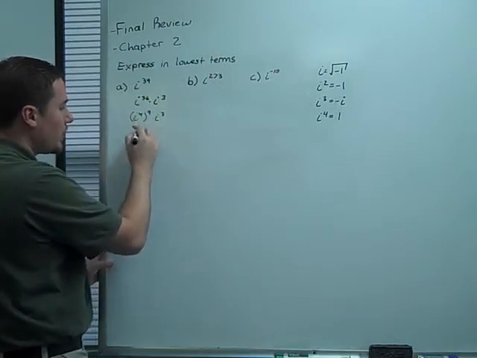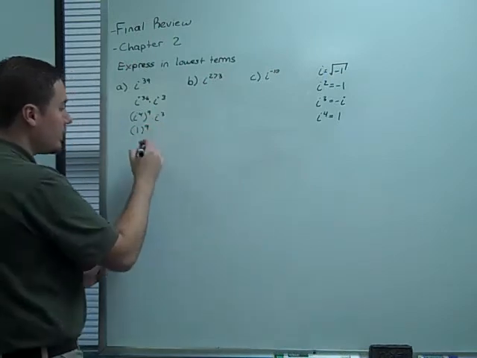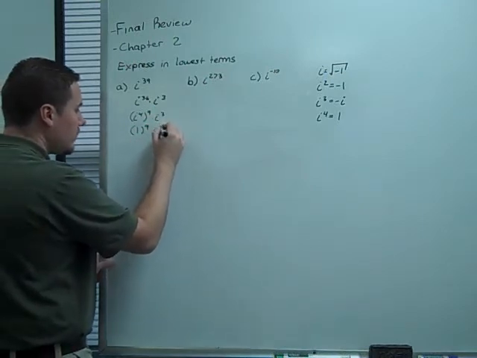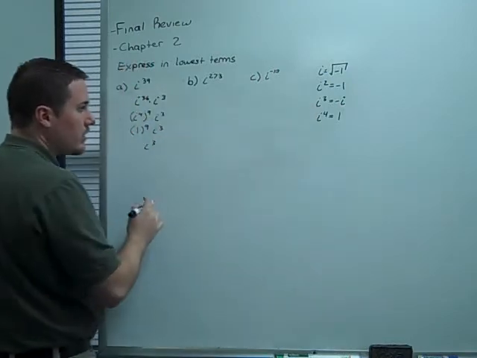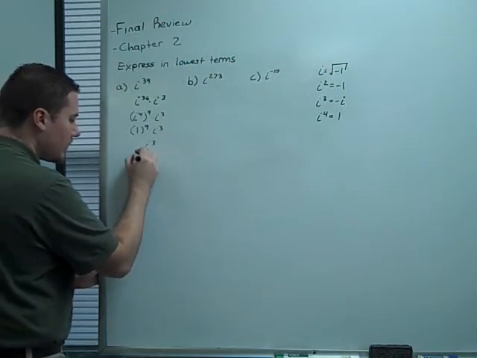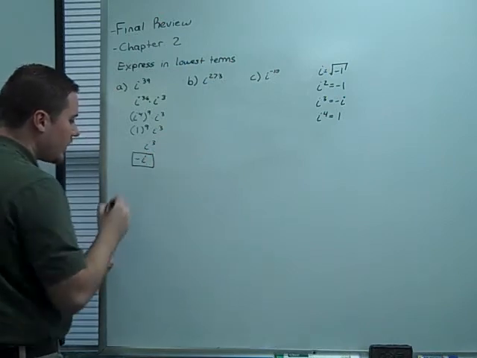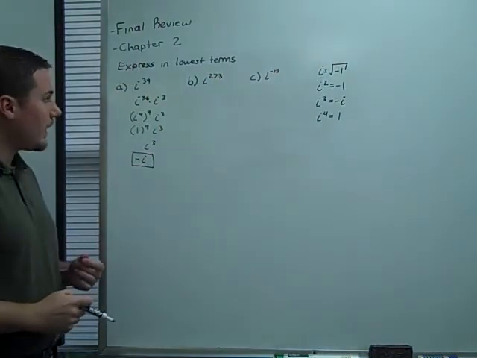Well, i to the 4th being 1, raised to any power is itself. This just gives us i to the 3rd. And by our handy chart over here, i cubed is equal to -i. So our final answer here is -i. i to the 39th is -i.